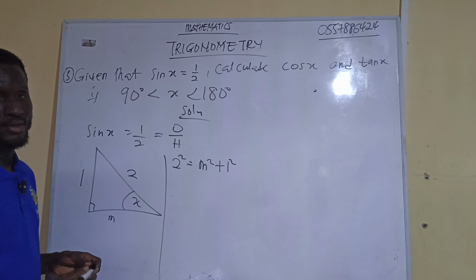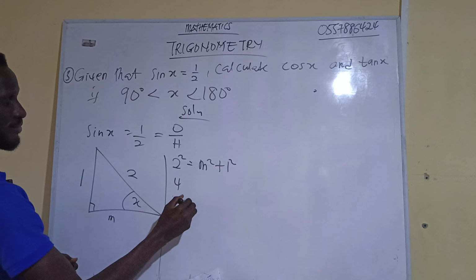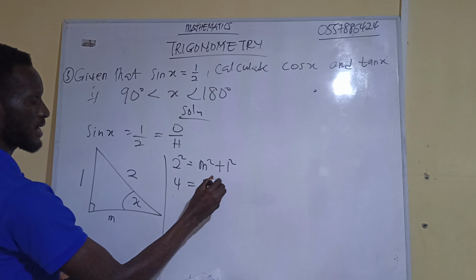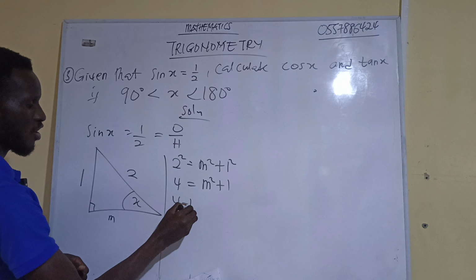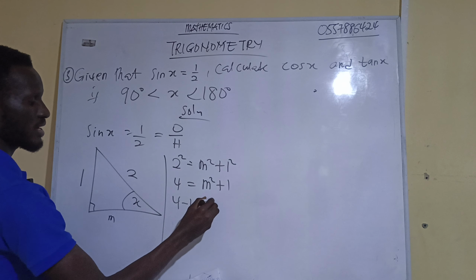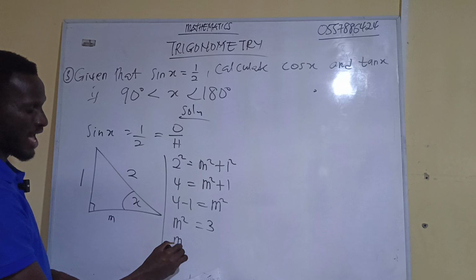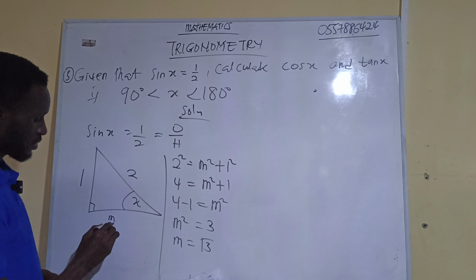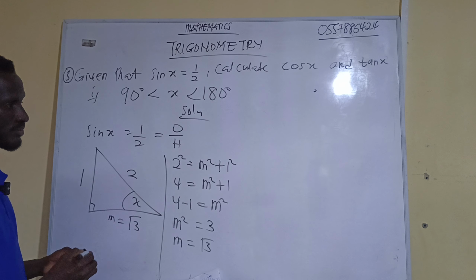and then adjacent squared. So we're going to get 4 is equal to m squared plus 1. 4 minus 1 is equal to m squared. Now what are we going to get? m squared is equal to 3. So our m will give us root 3. So this m will give us root 3.